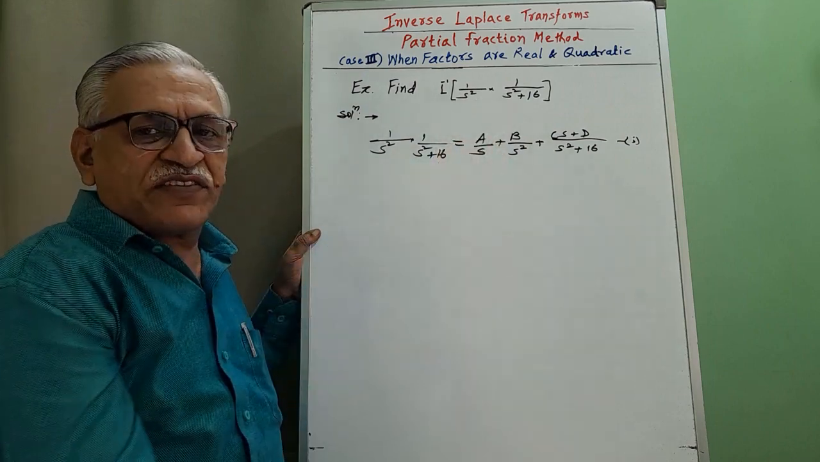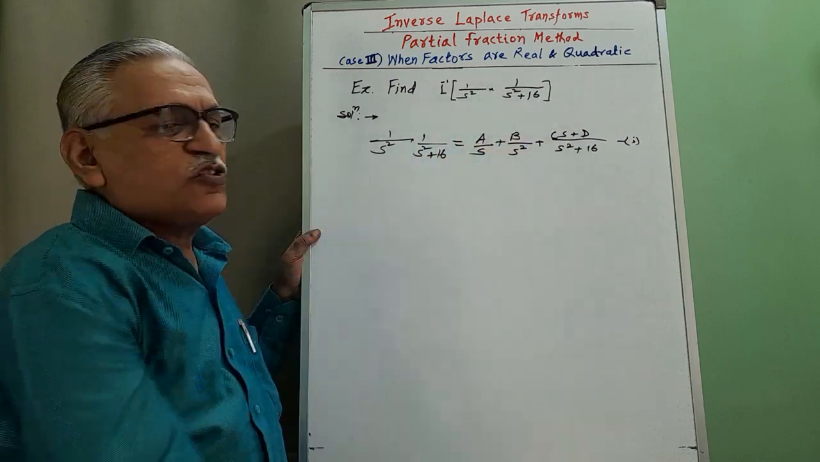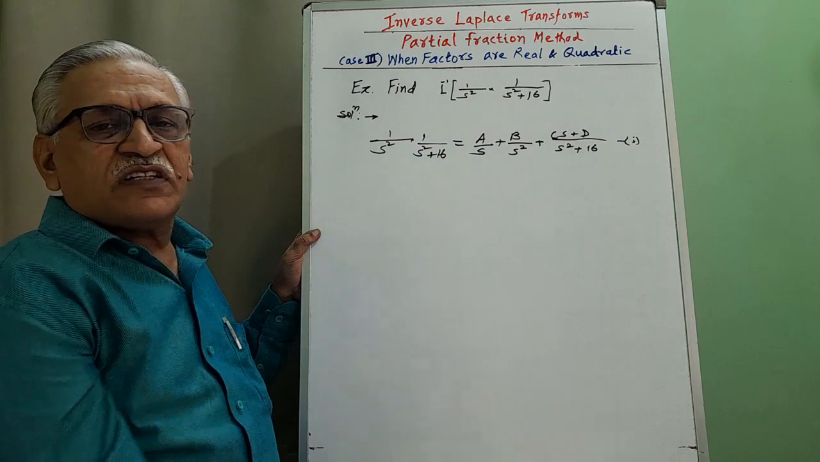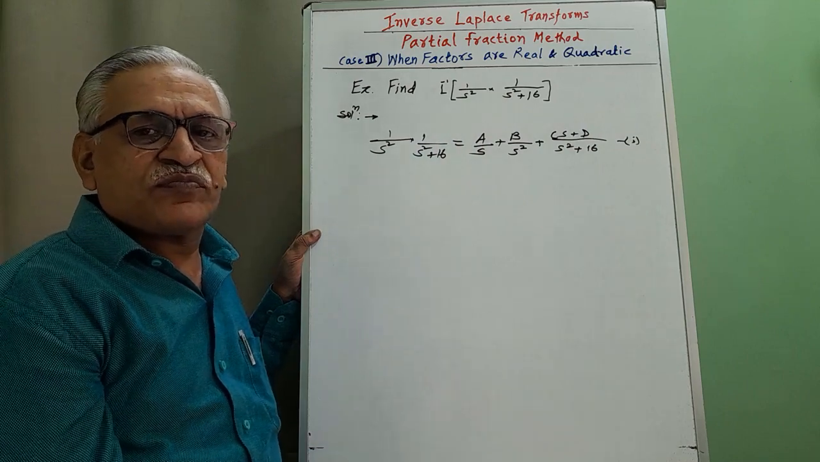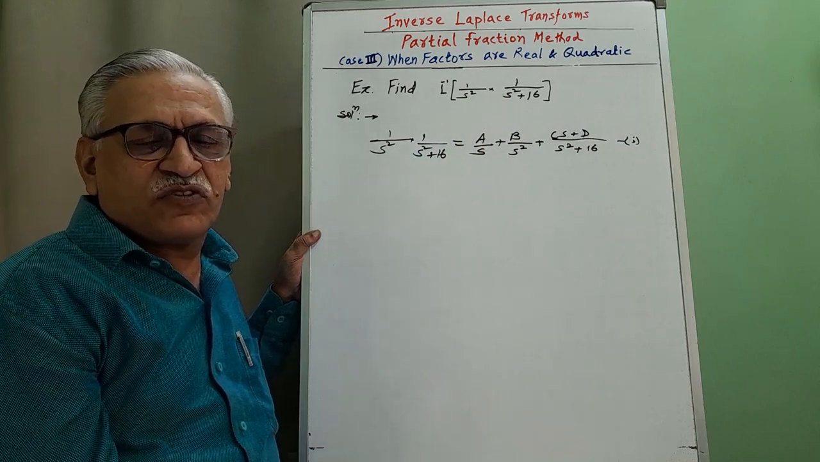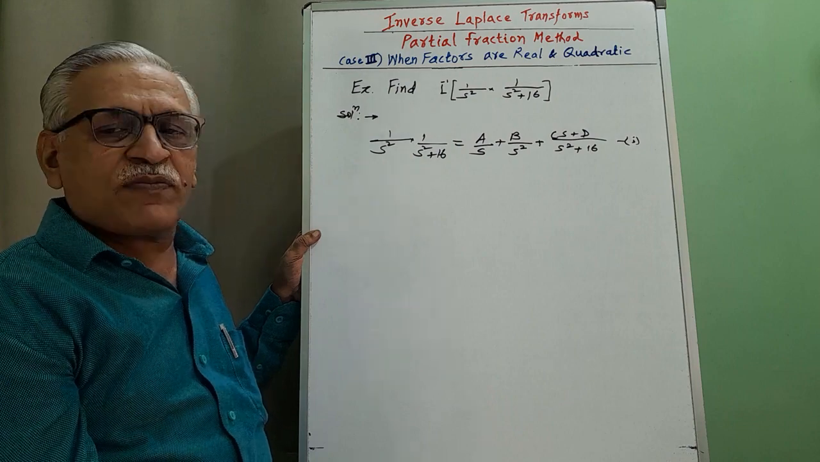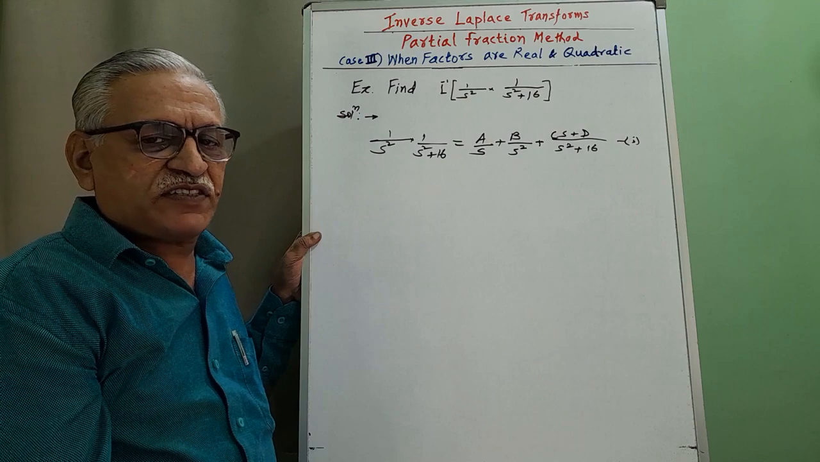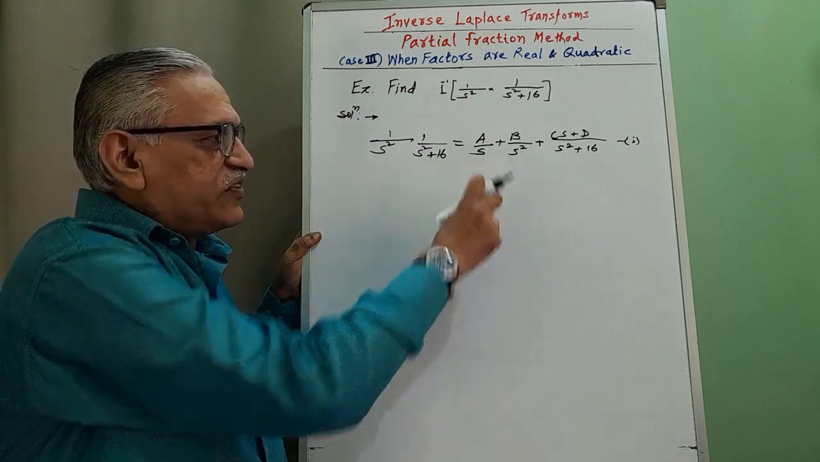Here it is a proper fraction, as the degree of numerator term is 0 and degree of denominator term is s square into s square, means 4. 0 is less than 4, and hence it is a proper fraction. And as it is a proper fraction, we can perform partial fractions as in equation 1.